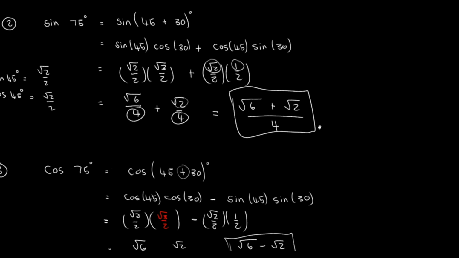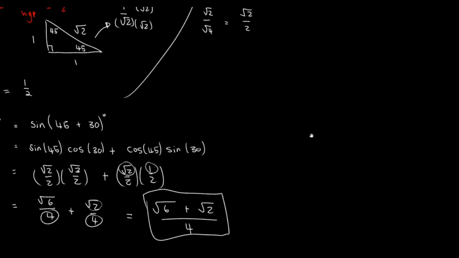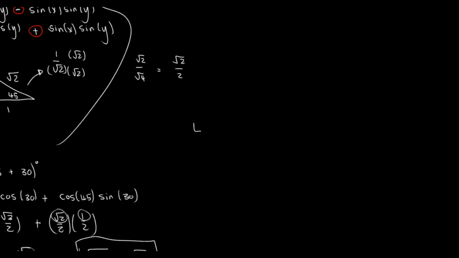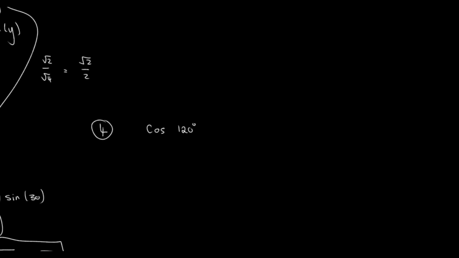Okay, let's do one more example. What about if I'm given the cosine of 120? The main thing we want to do here is find known angles.